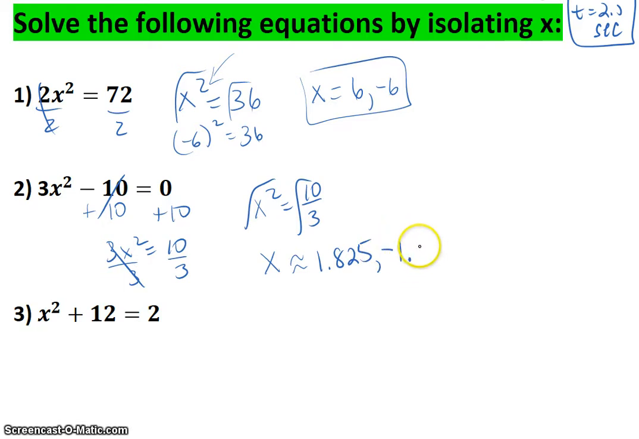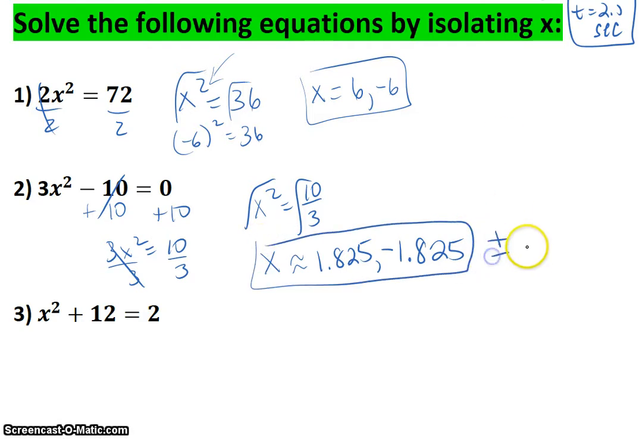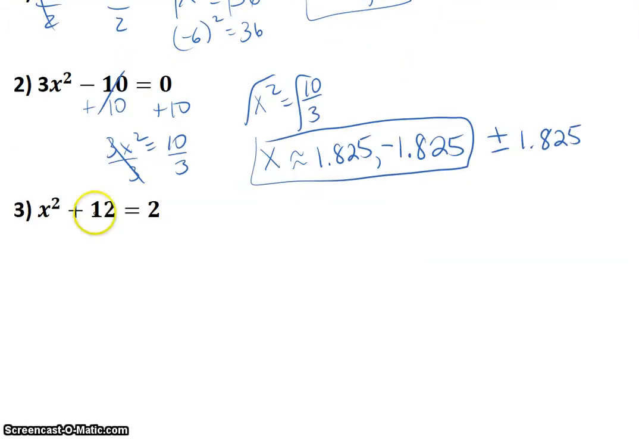Also negative 1.825. By the way, another way you could write these answers, besides writing both of the numbers, we could just use the plus and minus symbol. Plus and minus 1.825. Like the one above, we could do plus and minus 6. That's really it. There's just one more example I wanted to show you. Something else that could happen.